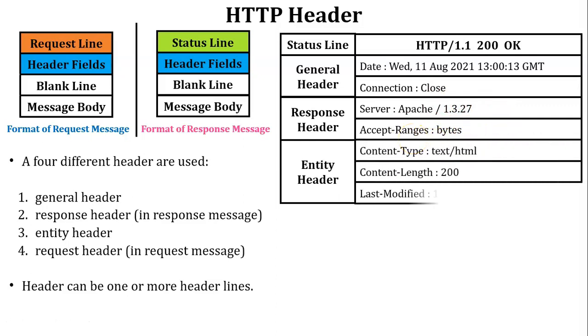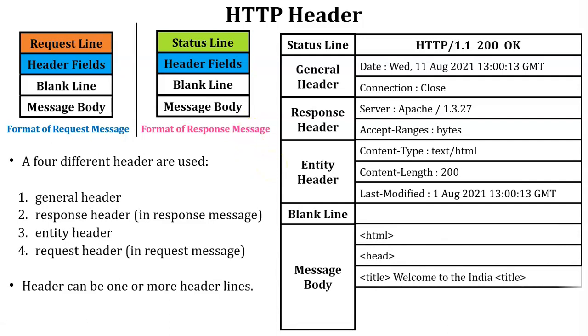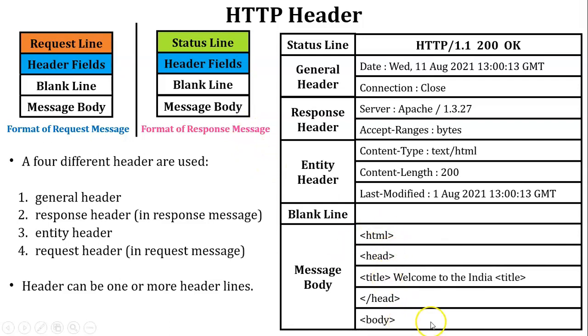The entity header contains three lines. The first line indicates the content type, which is text HTML content. The second line indicates the length of the content, meaning 200 bytes. And the third line in the entity header is last modified. It means when this response message was modified. In the response message format, after the header field, the next field is a blank line. The blank line indicates the header is over. And the last field of the response message format is the message body. The message body contains different HTML tags like head, title and the body of the message.